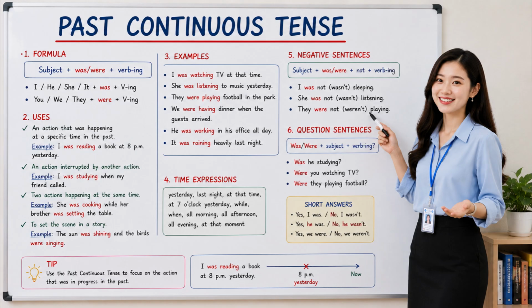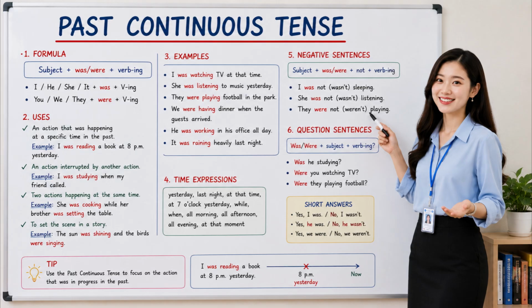She was reading a novel all evening. We were preparing for the exam yesterday. They were playing games during the break. He was working late at the office. The teacher was explaining the lesson. The students were listening carefully. My parents were traveling around the country. The dog was barking loudly. The rain was falling heavily throughout the night.